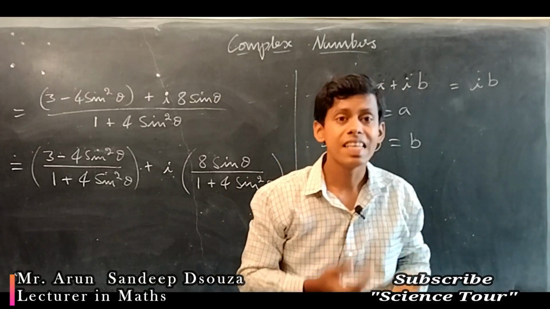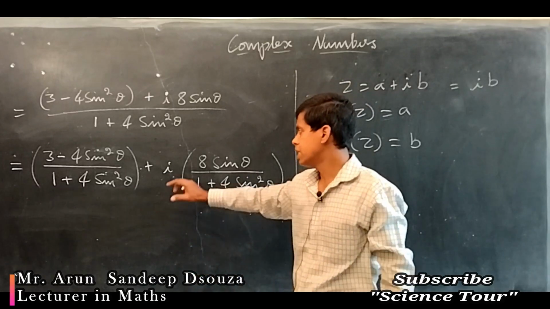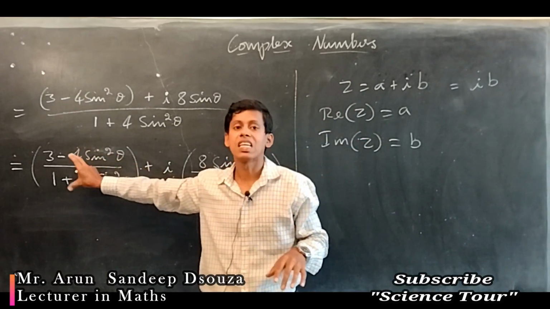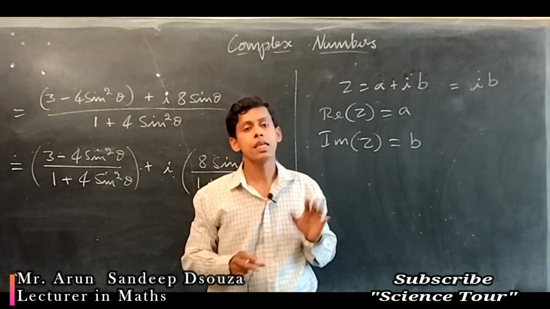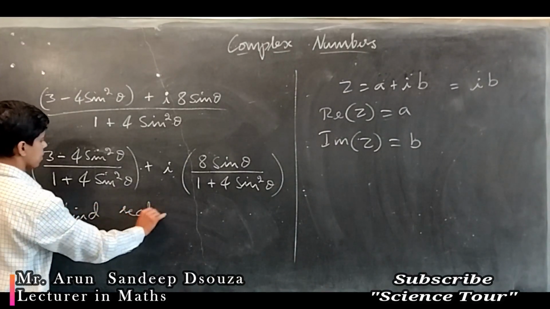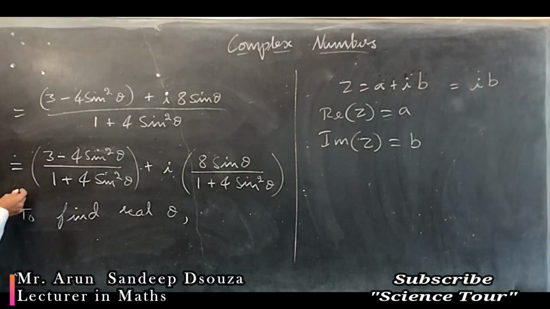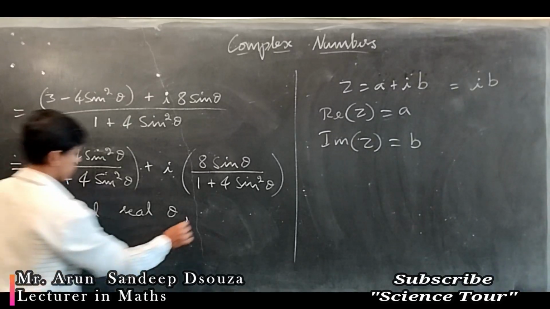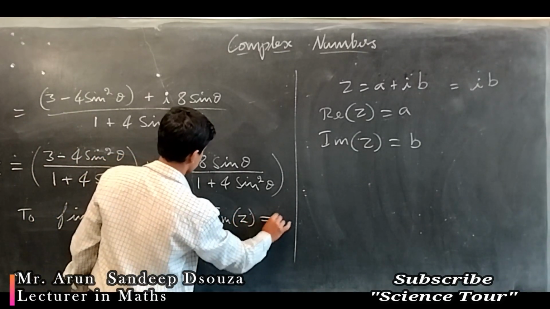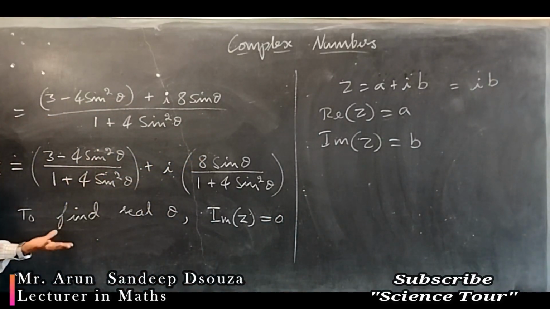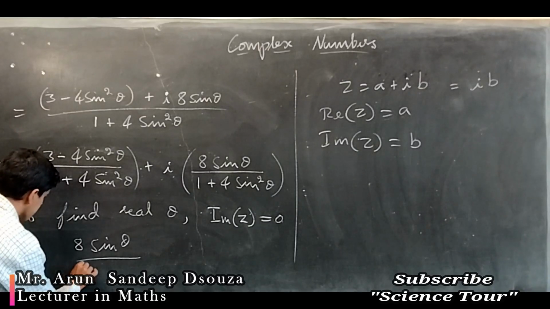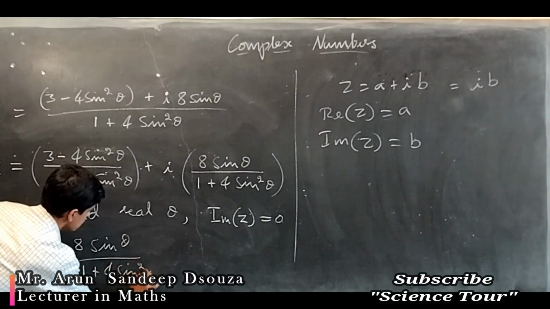Now what you need is real value of theta. So if you need real theta, imaginary part must be zero, then it will be real, then this complex number will be only real. Okay, so to find real theta, imaginary part of this complex number must be zero. Okay, so I will write this as z, imaginary part of z must be zero. So imaginary zero means only the real part remains. So that means 8 sin theta divided by 1 plus 4 sin square theta must be 0.